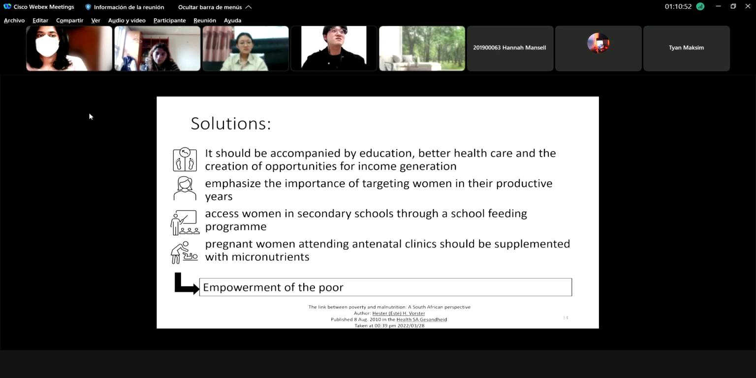One more thing is that they want pregnant women to attend antenatal clinics, and there they should be supplemented with micronutrients, so that you can fight not only the lack of quantity but also the lack of high quality food. Overall, they would expect an empowerment of the poor with those measures.